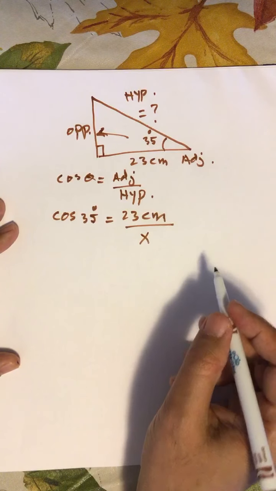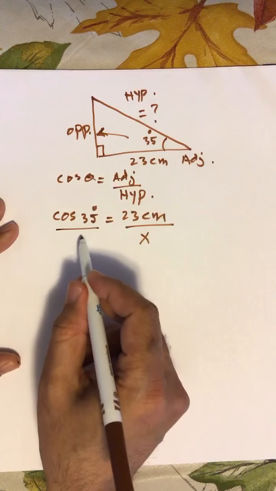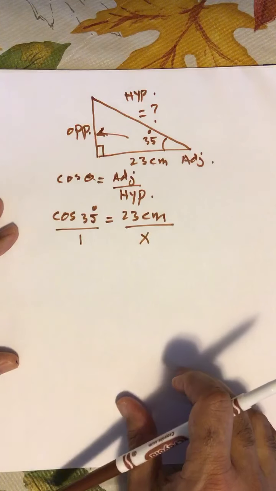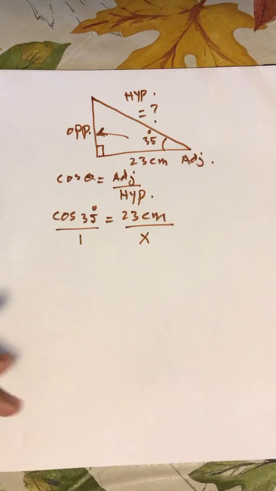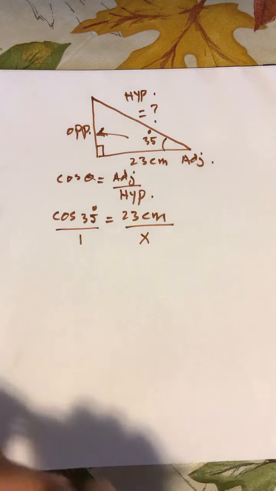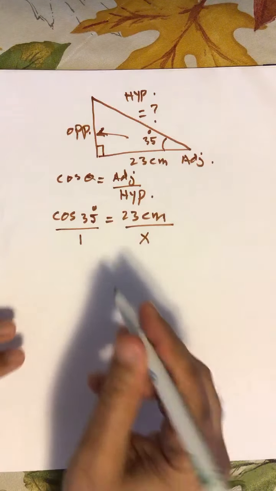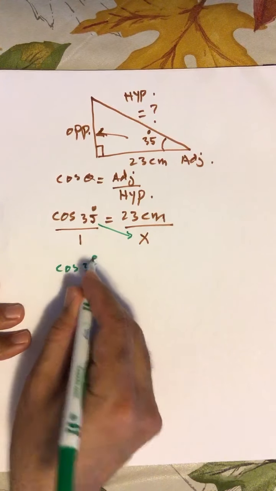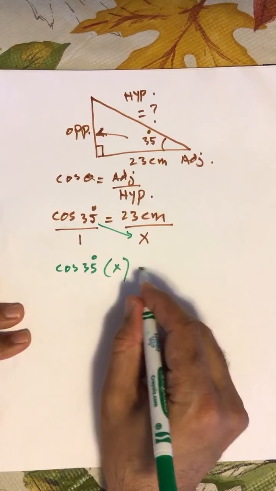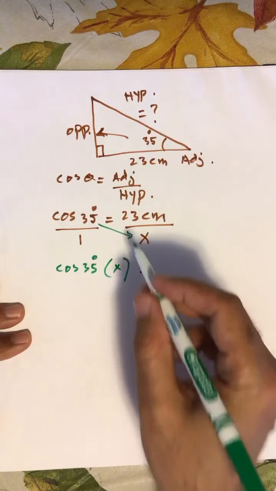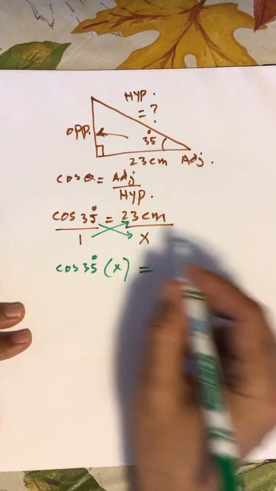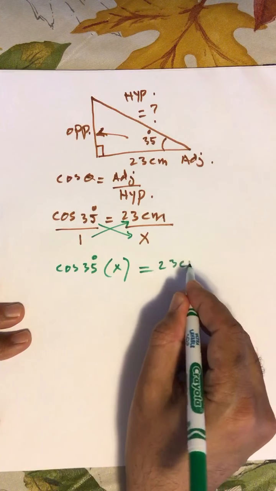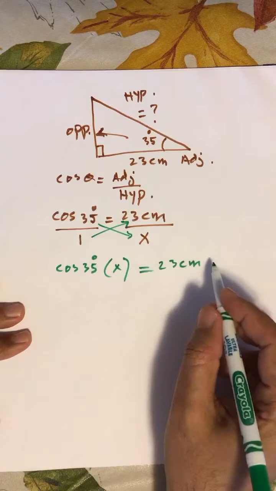Now I want to cross multiply. So what I'm going to do is I'll just put 1 here, and it didn't change anything. You divide cosine 35 by 1, it doesn't change. It will just make it easier for us to cross multiply. So there will be no confusion. So okay, what we're going to do is we're going to multiply cosine 35 degrees and X. I'll write down X in the bracket because we have to find it. And I will times 1 times 23 centimeter, which will be 23 centimeter, okay? So if you multiply 23 by 1, it will just stay the same.